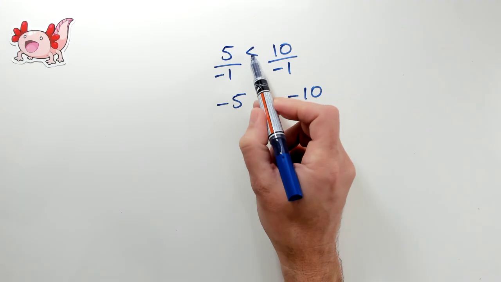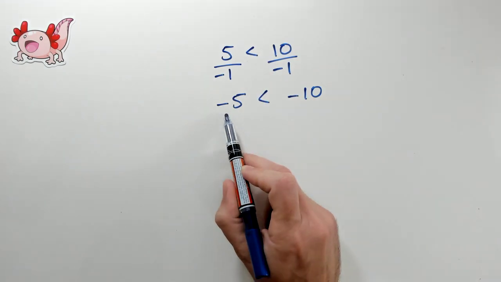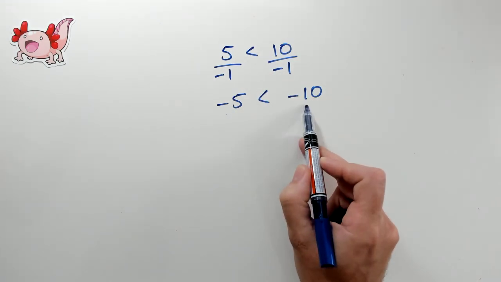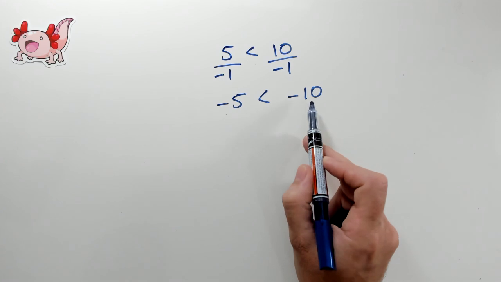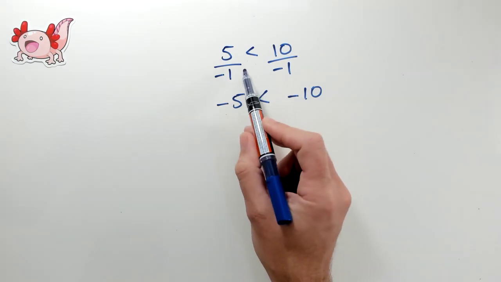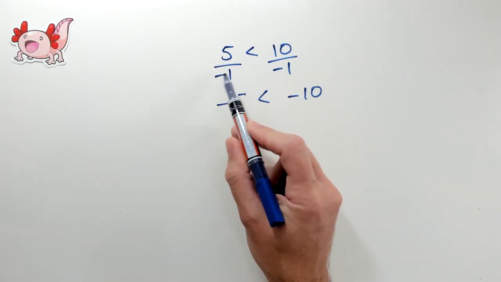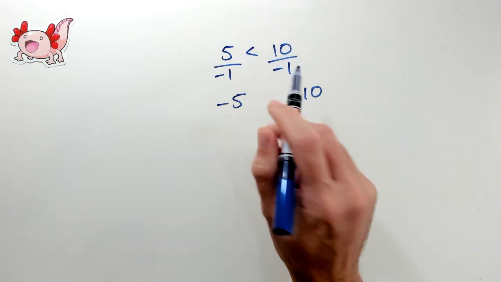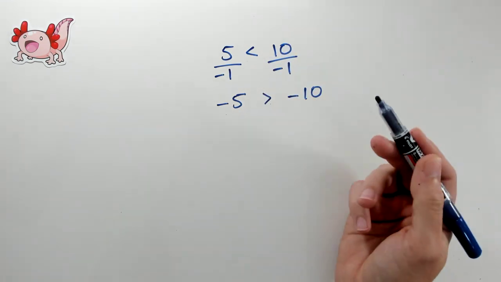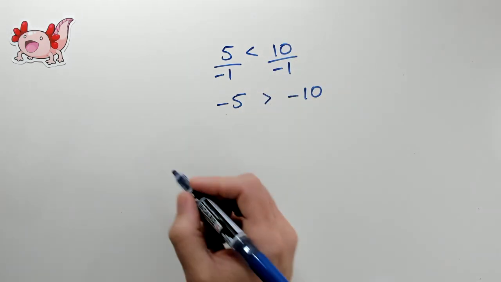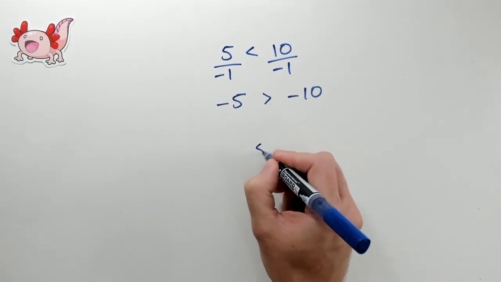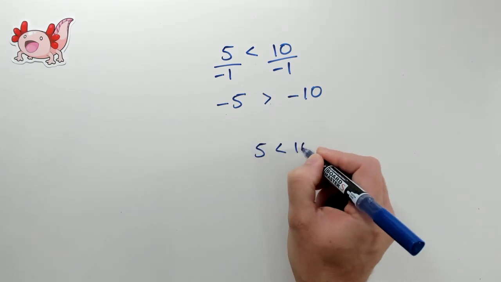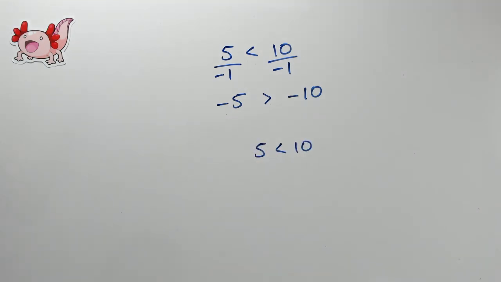But just look at this: is -5 smaller than -10? No, it's not. -10 is smaller, so whenever I multiply or divide with a negative number, I have to change the sign. Now, why is that? Let's look at this, 5 smaller than 10. Let's just keep with this example.